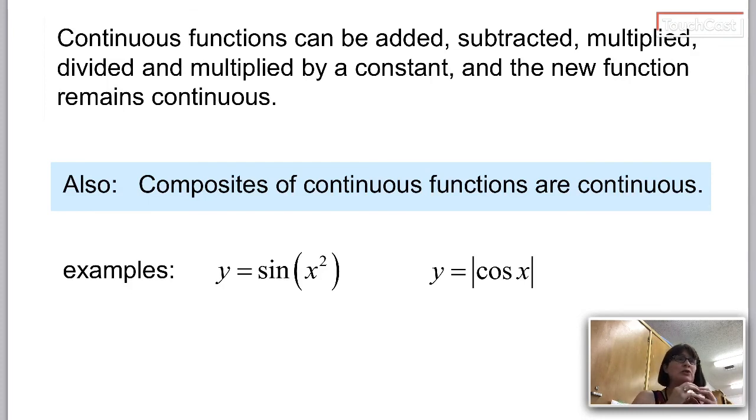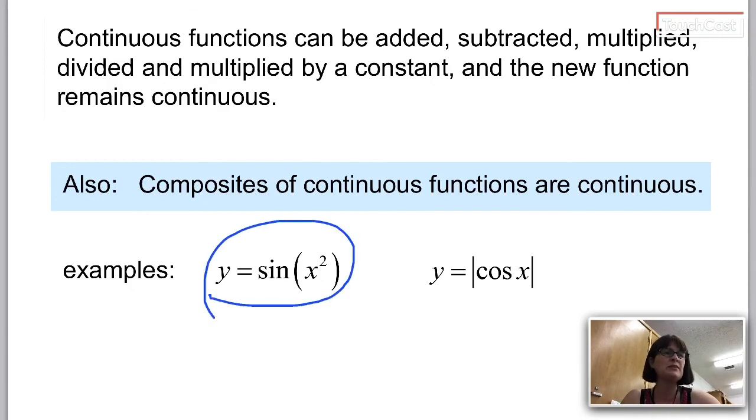And that also applies to composition. Composition is when you make one function the input to another function. So, for example, this is the composition of the sine function and the x squared function. Well, sine of x and x squared are both continuous functions. So if I compose them, if I take sine of x squared, or if I take sine and square it, that's the other way you could compose those two functions, that result will be continuous as well.